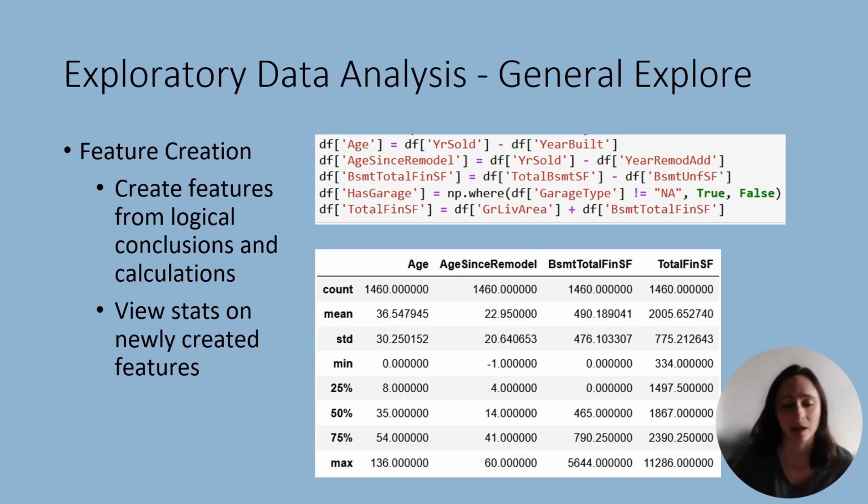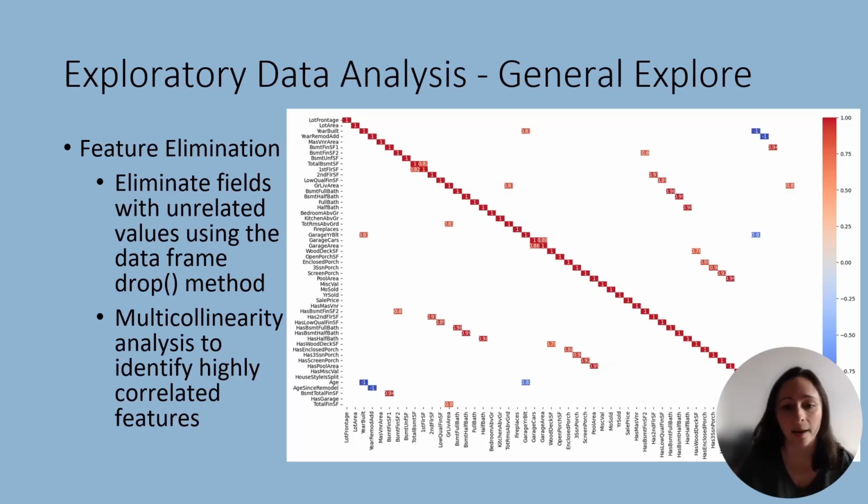Next, we tried to make some logical conclusions based on existing features. For example, we can calculate the age by taking the year the property was sold minus the year it was built. Next, taking a look at feature elimination, we did a correlation analysis, and to do that we used Seaborn's heat map function. With this function, everything that appears in red has a high positive correlation, and everything that appears in blue has a high negative correlation. And it's important to eliminate features that are highly correlated because this sort of multicollinearity can skew machine learning algorithms.